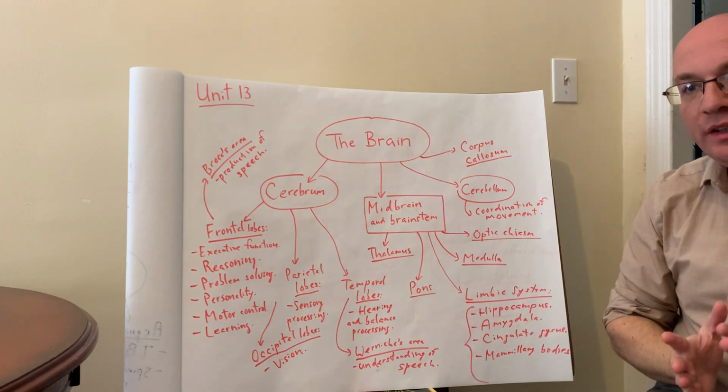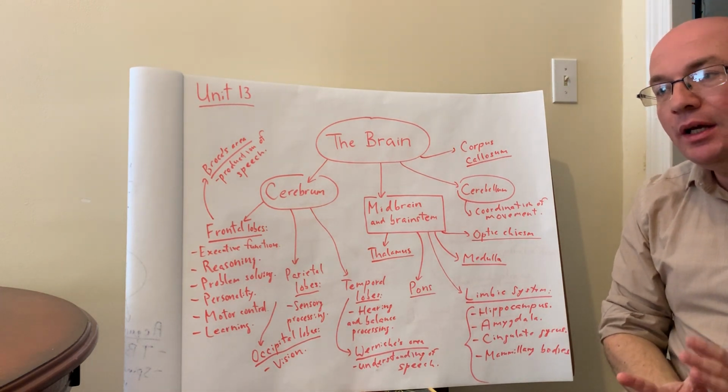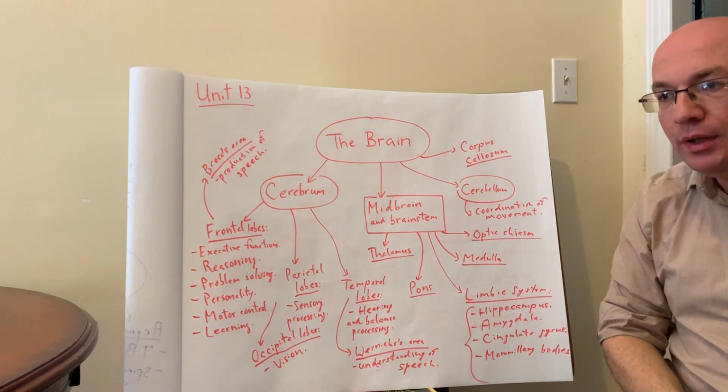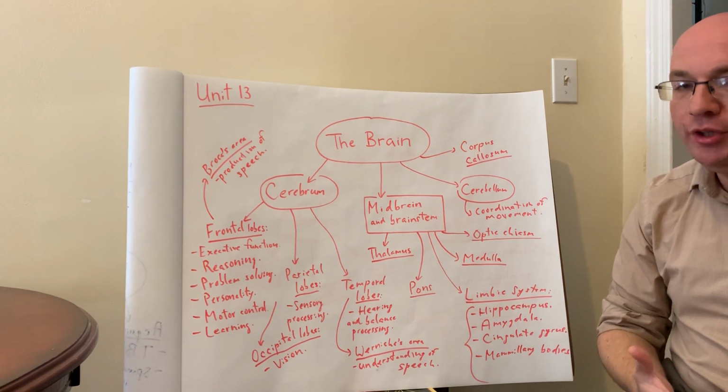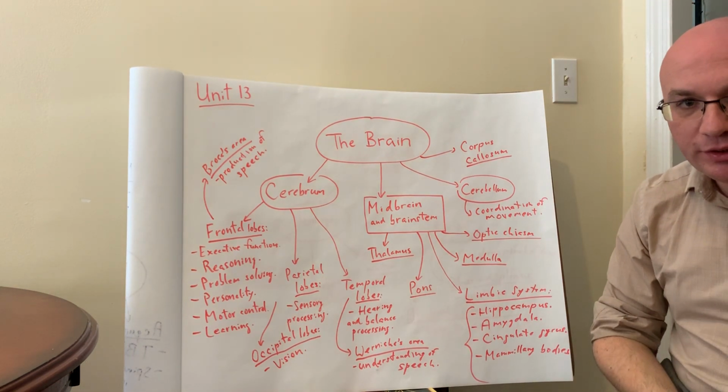Language processing happens in multiple parts of the brain. In the Broca's area in the left frontal lobe, this is where we allow for the production of speech, and that kind of processing to occur.